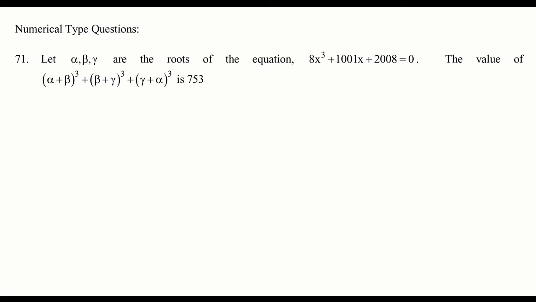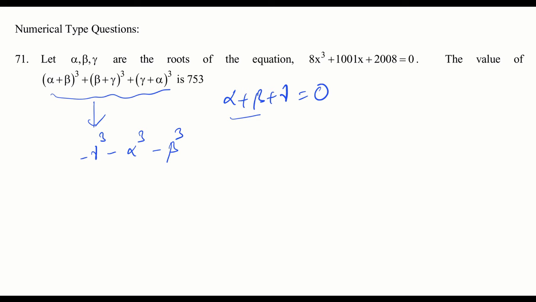Coming to this question 71, you can see that alpha plus beta plus gamma, the sum of the roots, is 0 because the coefficient of x square is 0. The x square term is not there. So this is what we have to calculate. Now alpha plus beta is minus gamma, so this becomes minus gamma cube minus alpha cube minus beta cube. This is what we have to calculate. This is minus of alpha cube plus beta cube plus gamma cube.